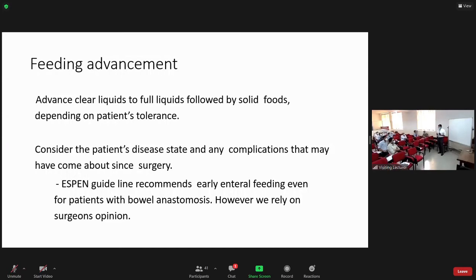Even for bowel anastomosis patients, they recommend starting within 24 hours. But we take care not to start, even if the patient is in the ICU. The intensivist, anesthetist, and nutritionist all consider the surgeon's opinion before starting feeds. Starting oral feeding on day zero after bowel anastomosis is not prohibited. That is good. That improves gut circulation. If there is food and if the gut functions, the gut circulation also improves. That is healthy for the anastomosis.